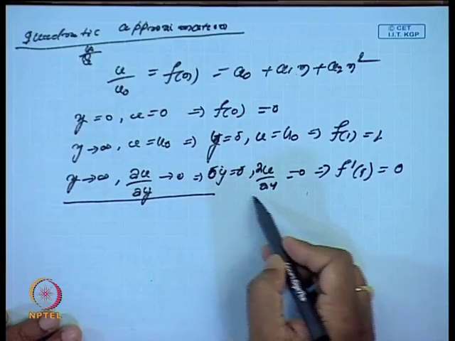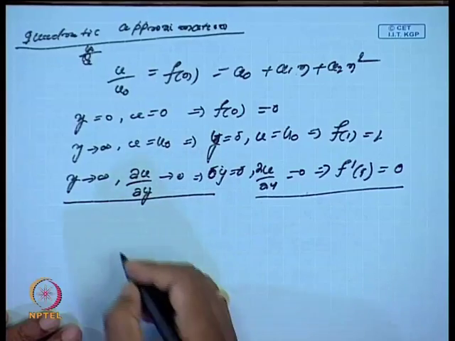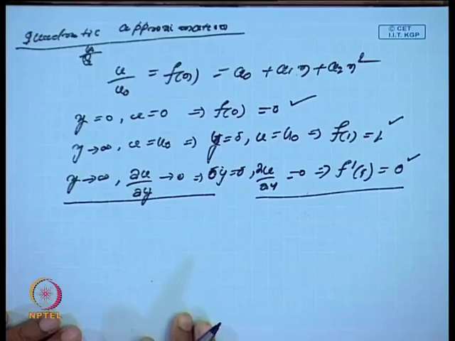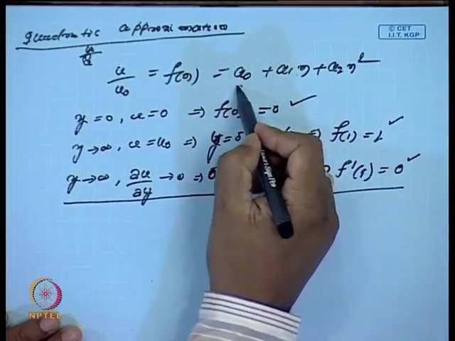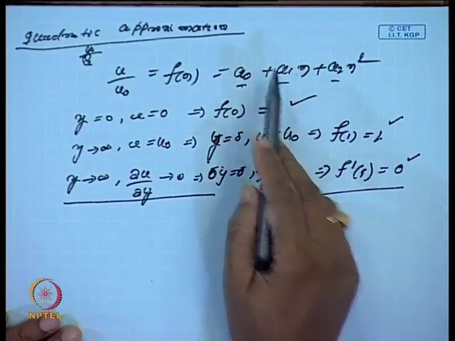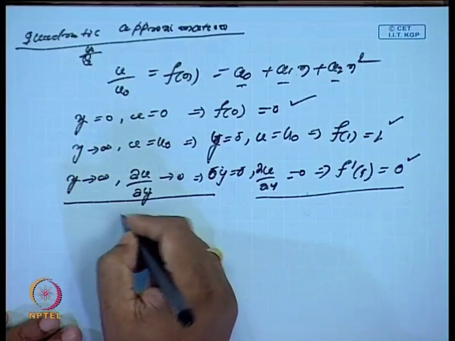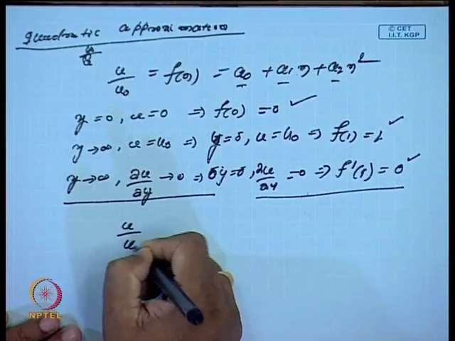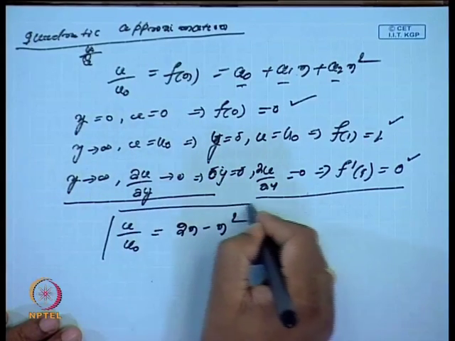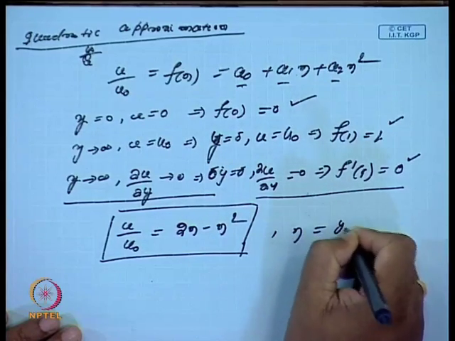So, there is no harm in adding this condition, and in the process I am getting a better approximation. Now I have 3 conditions on eta, and this is my f of eta. So I can easily find a0, a1 and a2. If I substitute these conditions in the expression for the polynomial f of eta, I will get u by u naught is equal to 2 eta minus eta square. This is my quadratic approximation, and in this case eta is equal to y by delta.